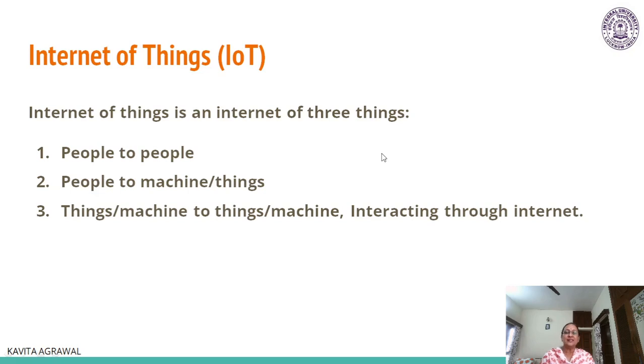Internet of Things is basically an internet of three things. People to people, where we have communication between a person and another person through various devices. We have people to machine. We have machine to machine, or we can say thing to thing or thing to machine. They are interacting through internet.